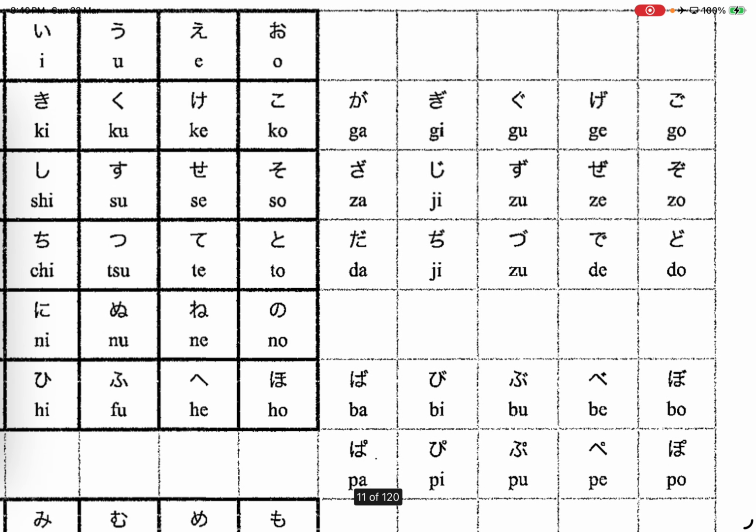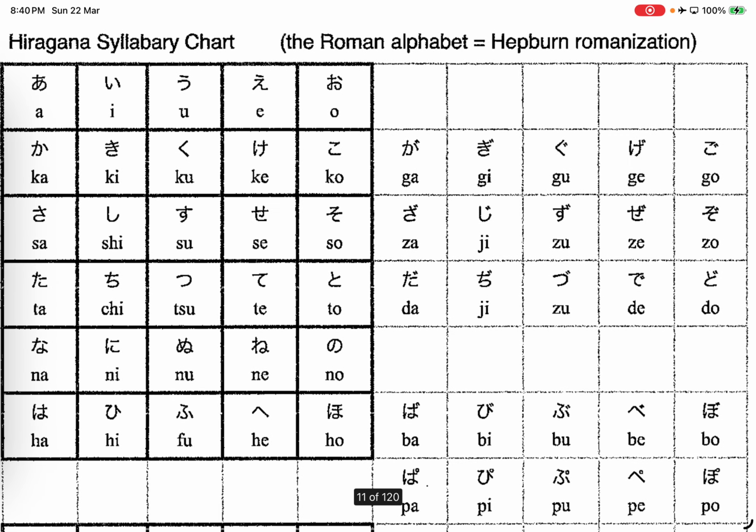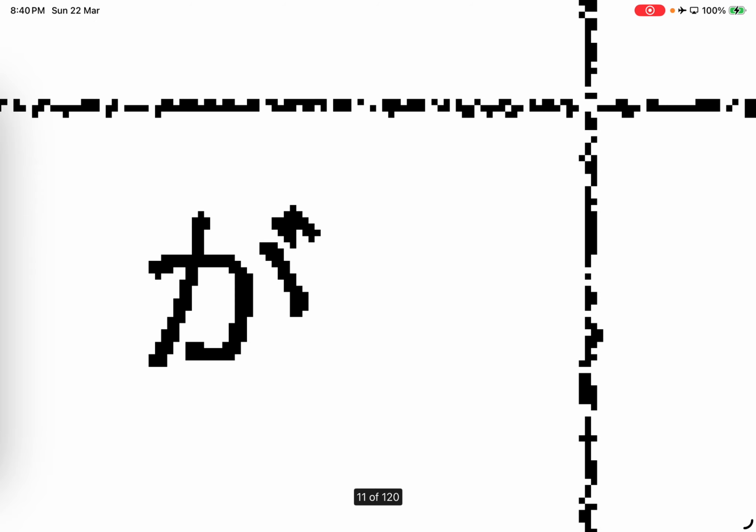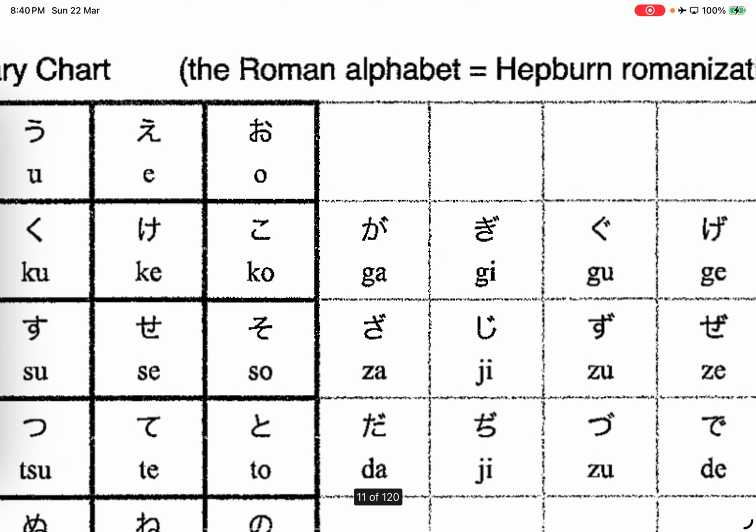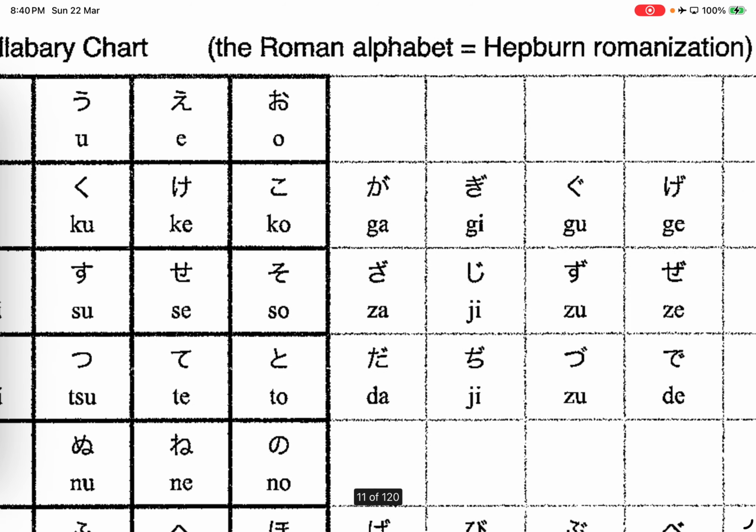So you see on the right hand side, right? There are these 2 dots. So when we add 2 dots to a particular sound, it changes the sound. So for example, we have ka. Ka, we add 2 more dots, right? How to add the 2 dots? Just put the 2 dots above the first dot. So when we have 2 dots, it becomes ga.